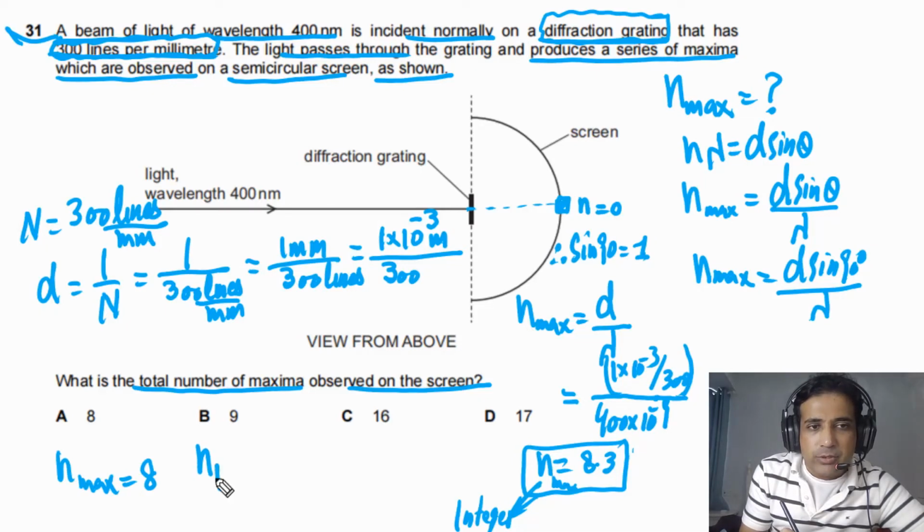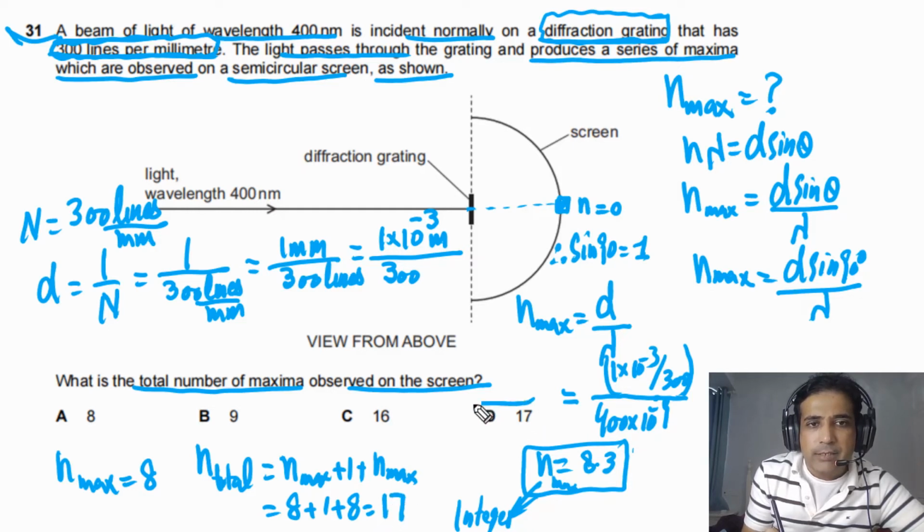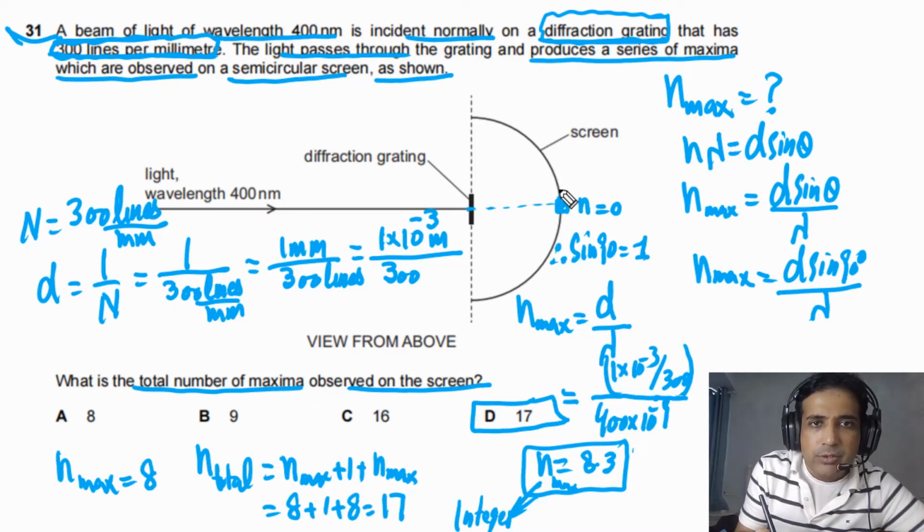We need to calculate n total. N total will be equal to n max plus 1 plus n max. So we have 8 plus 1 plus 8, so we will get 17. So the answer for this question will be 17. It simply means that on this side we will have 8 maxima. So we have 1 here, 2, 3, 4, 5, 6, 7, 8 like this. And we will have 8 maxima on this side.